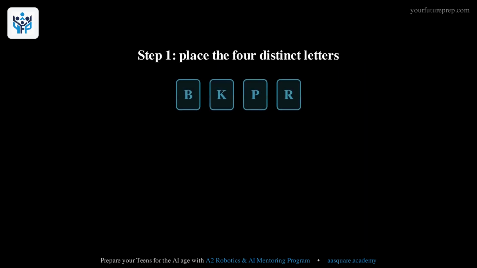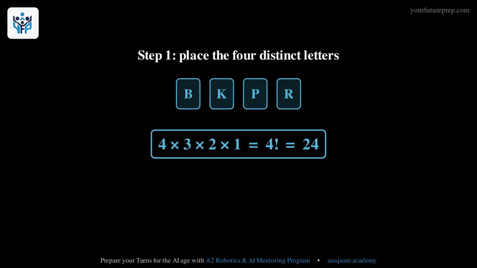First, arrange the 4 different letters B, K, P, and R. There are 4 choices for the first spot, 3 for the next, 2 for the next, and 1 for the last. That's 4 factorial, which equals 24 ways.